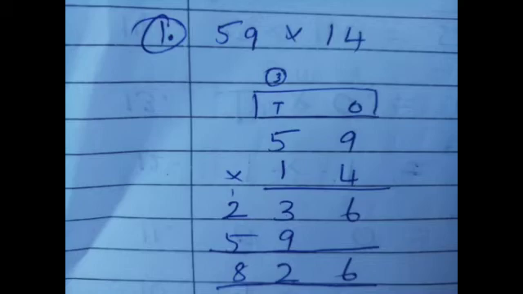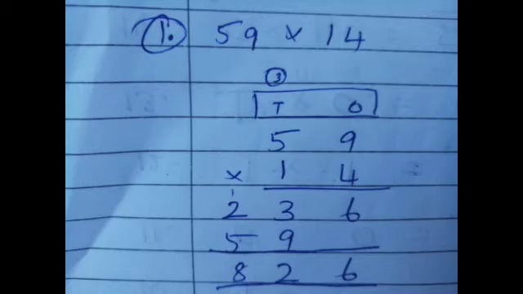Next, tens place multiplication. 5 into 4. 5 fours are 20. 20 plus 3, 23. So first number multiplication is over. Coming to the tens place multiplication, 59 multiplied by 1. So we are going to get 59 as the answer.